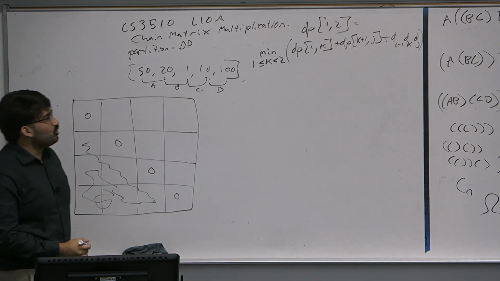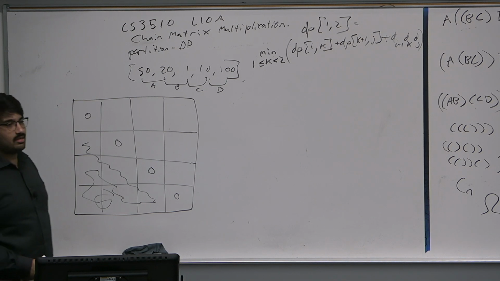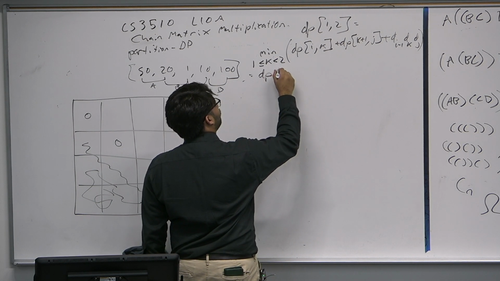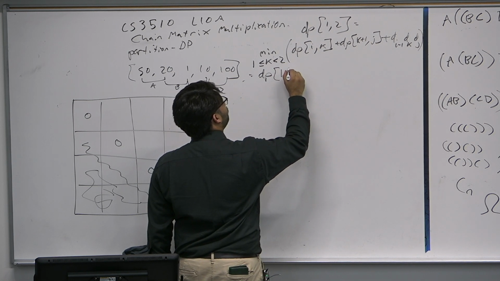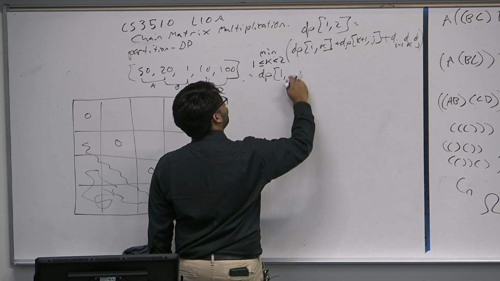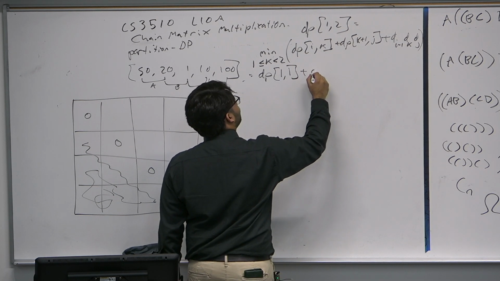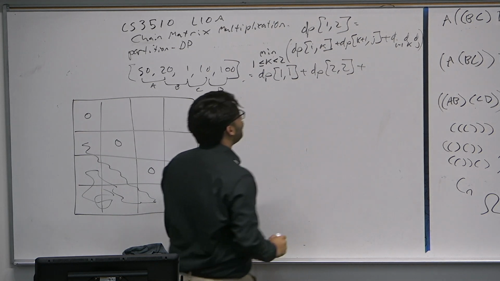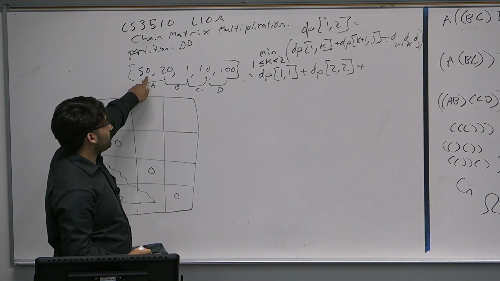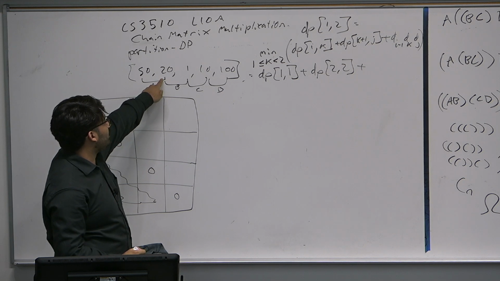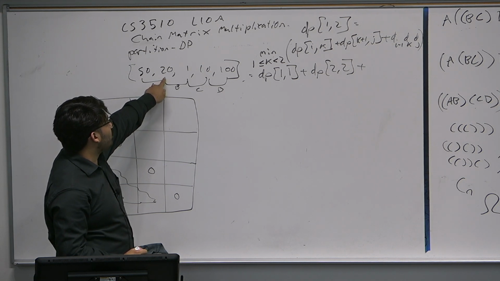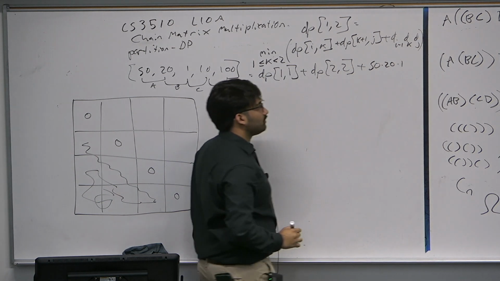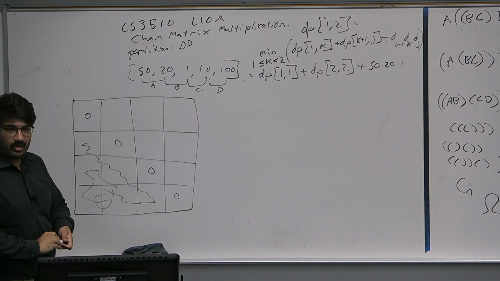But observe that this loop only goes over one thing. So the min is over one thing. That is simply going to be dp of 1 comma 1, thank you, plus dp of 2, 2, thank you, plus the cost of those matrices, which, let's do it for this specific one, A is going to be 50 by 20, and then this is going to be 20 by 1, so it's 50 by 20 by 1. Right? Double check me, I'm not making any mistakes here.